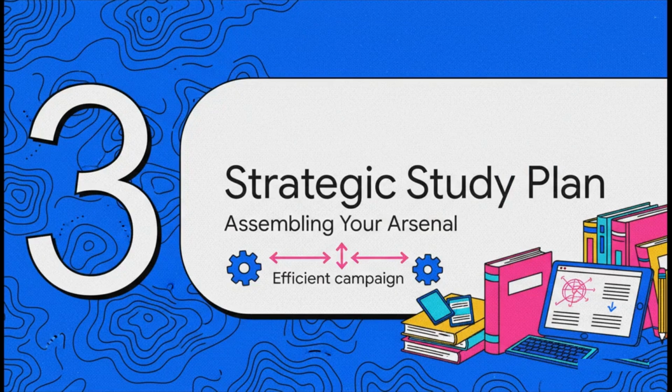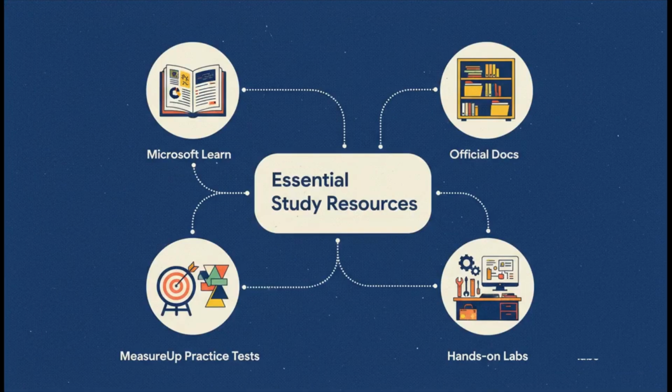So, with the terrain all mapped out, it's time to assemble your arsenal. Seriously, having the right study materials is the difference between an efficient, focused plan, like a 2-week sprint, and a long, frustrating slog. And the sources on this are crystal clear. You have to stick to the official materials. Think of Microsoft Learn as your main textbook. The official docs, that's your deep dive reference library. And then you have high-quality practice tests like the ones from MeasureUp. Those are your sparring partners. They're how you test your readiness and get used to the way they ask questions.